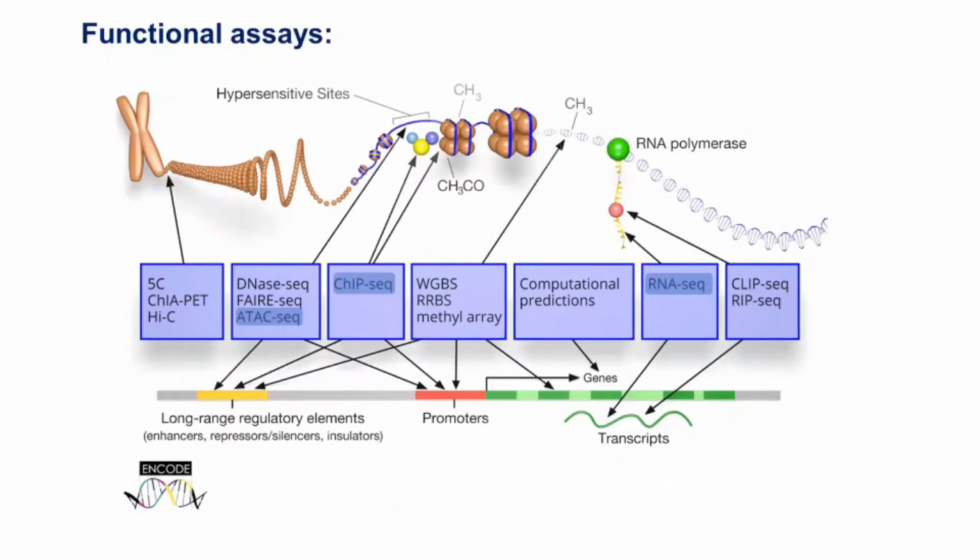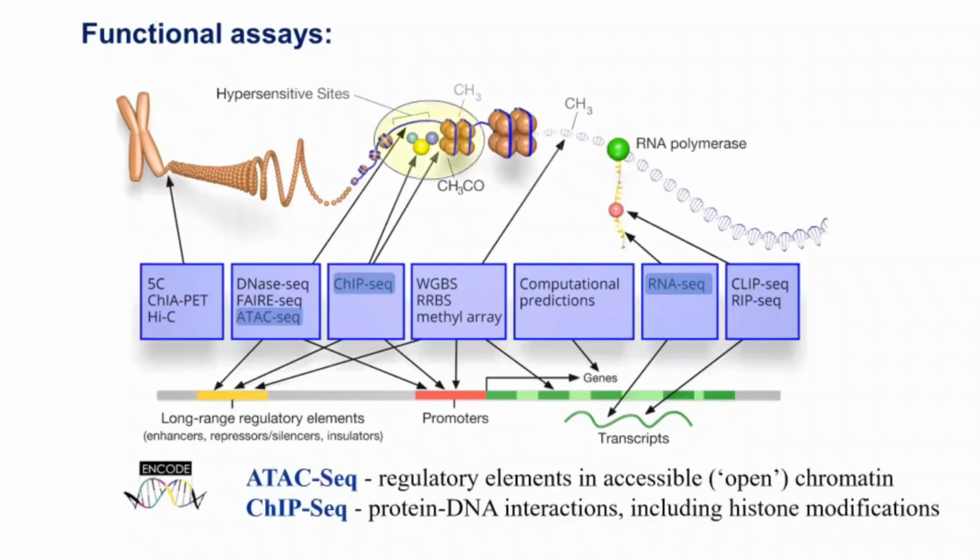So we're generating none of this long-range epigenetic information in AQUA-FAANG, but I believe the other two projects are. But in AQUA-FAANG, we're generating lots of ATAC-seq and ChIP-seq data, as well as RNA-seq data. You can see they're highlighted in blue there.